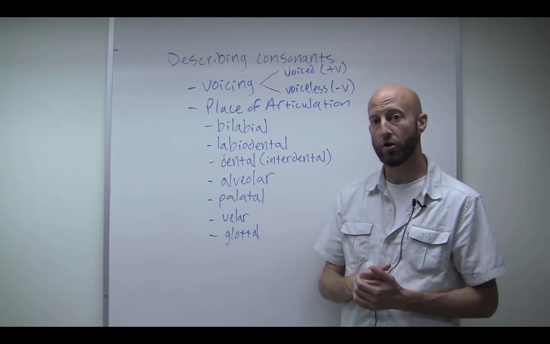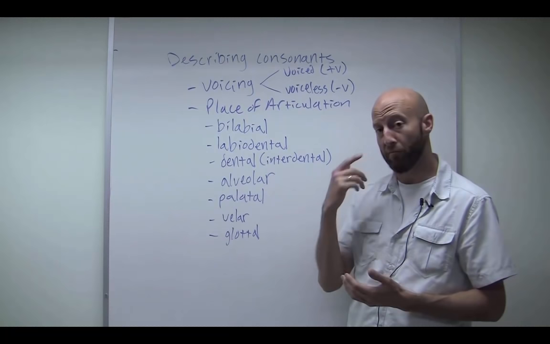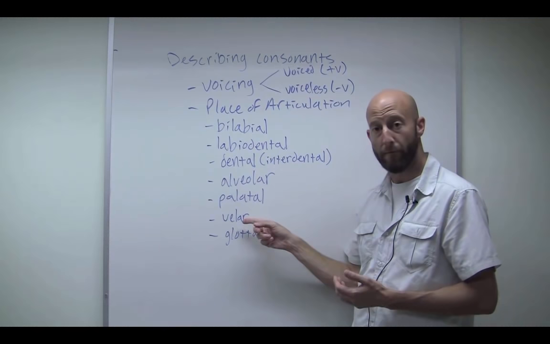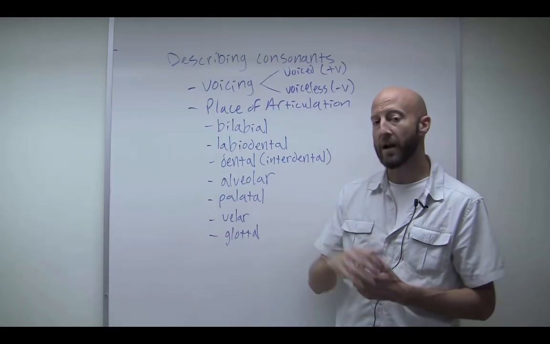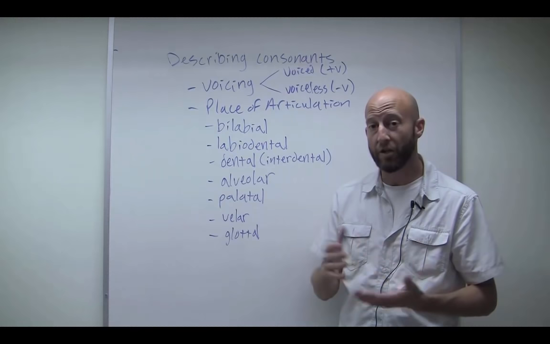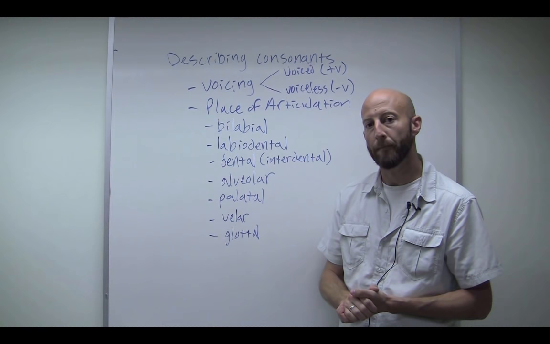Next we have velar sounds, still moving back in the vocal tract. This is considered the hard palate, but the velum or velar sounds are produced at what is called the soft palate. So if you move your tongue further back in your mouth, past the hard palate, you'll notice that it gets soft tissue there. That's the velum. Those are velar sounds like k or g.